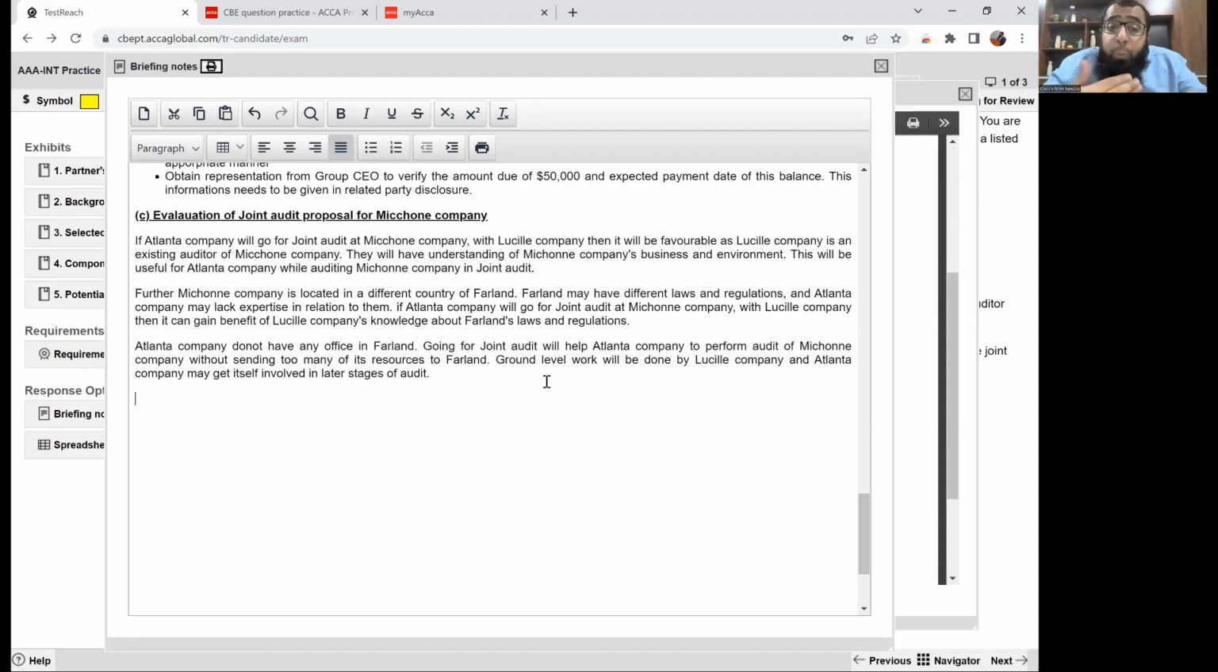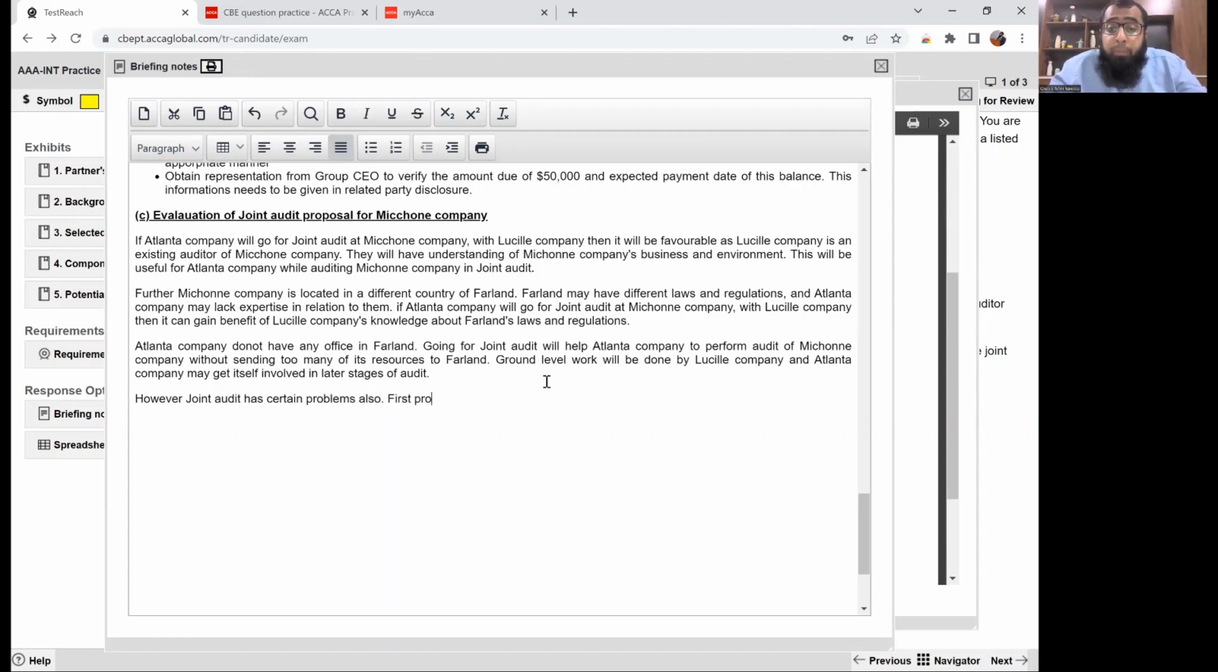So we are evaluating the joint audit proposal. But you all know that nothing comes with advantages only. There will be problems also. When there is joint audit, there is joint liability. So if Lucille company does not work with quality, then it will create joint liability for Atlanta company also. There can be issues in relation to distribution of work also. Joint audit can be expensive also. Okay. However, joint audit has certain problems also.